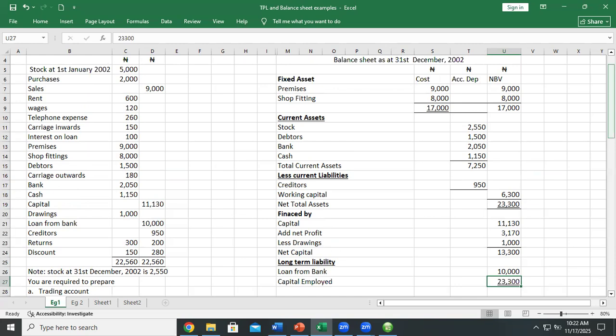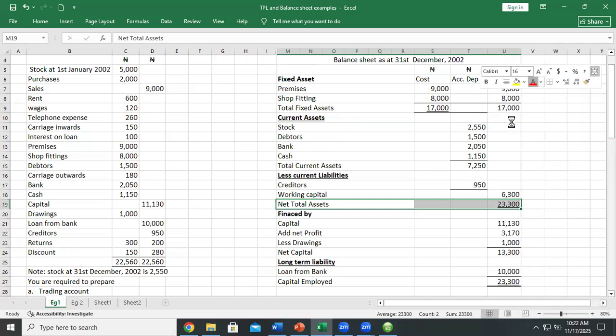I'm just going to go over it again. You start with your fixed assets, followed by your current assets, less your current liabilities to get your working capital, add on to the total fixed assets. Then that gives you the net total assets. After that, you look at financed by.